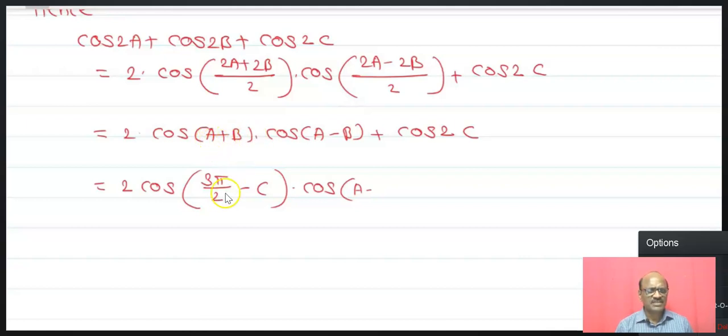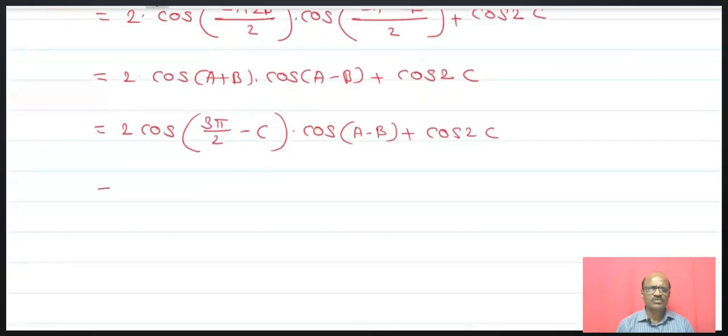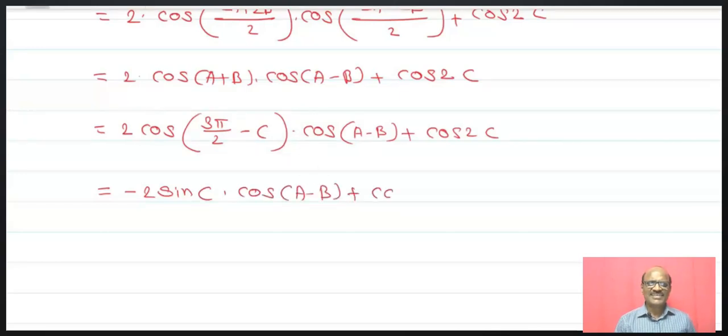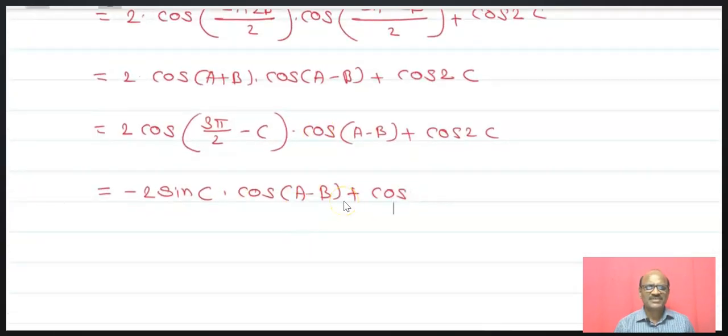We are taking 3 pi by 2 minus C for A plus B here. And cos of A minus B plus cos of 2C as it is. 2 times cos of 3 pi by 2 minus C into cos of A minus B plus cos of 2C. Now see this here. Now we will apply the formula. Next is minus 2 times sin C into cos of A minus B.